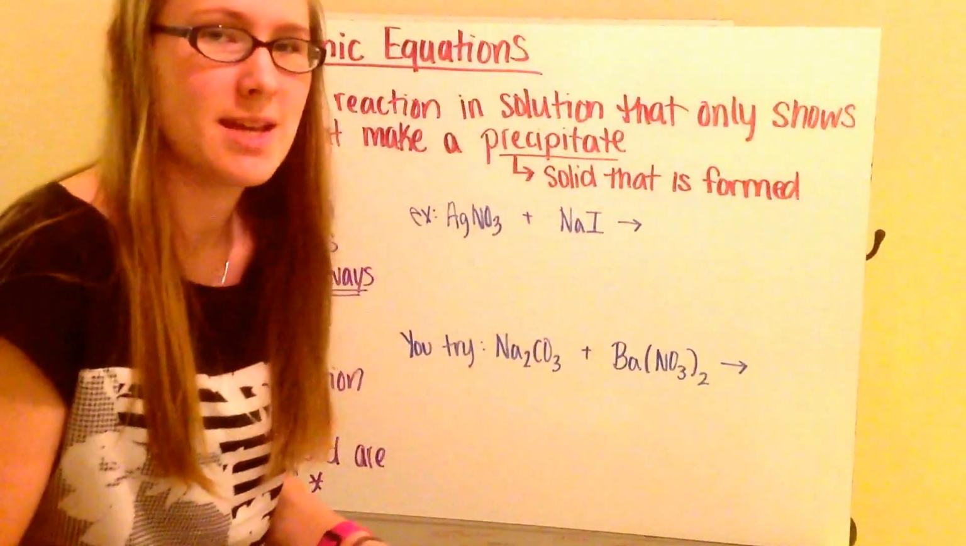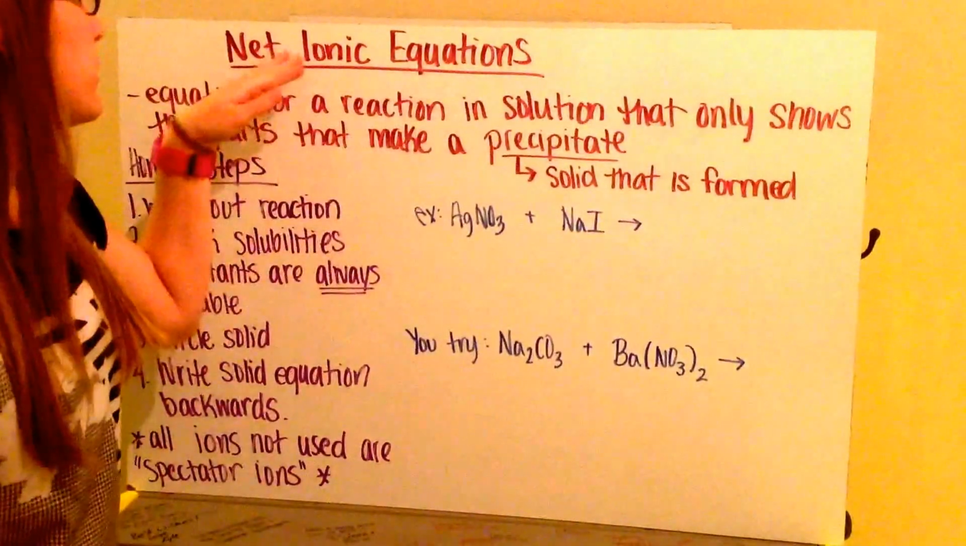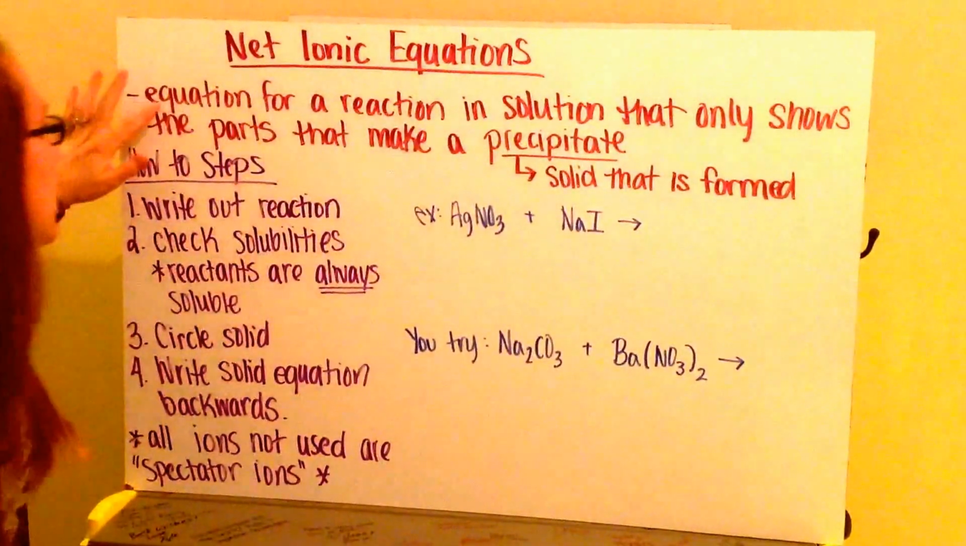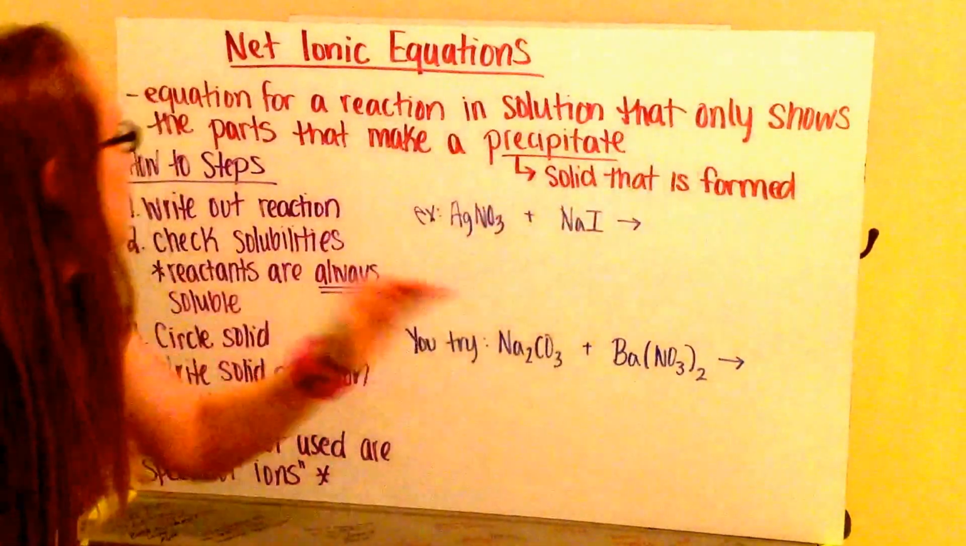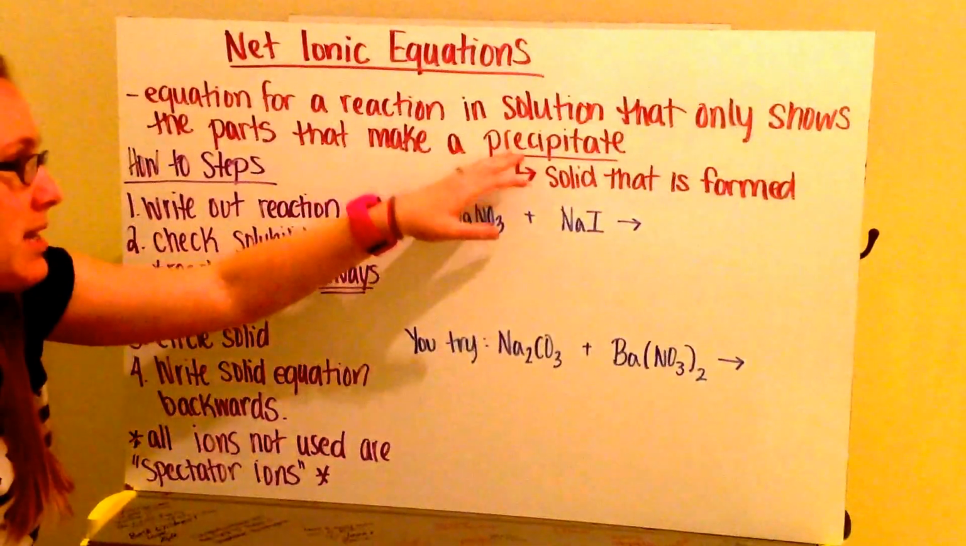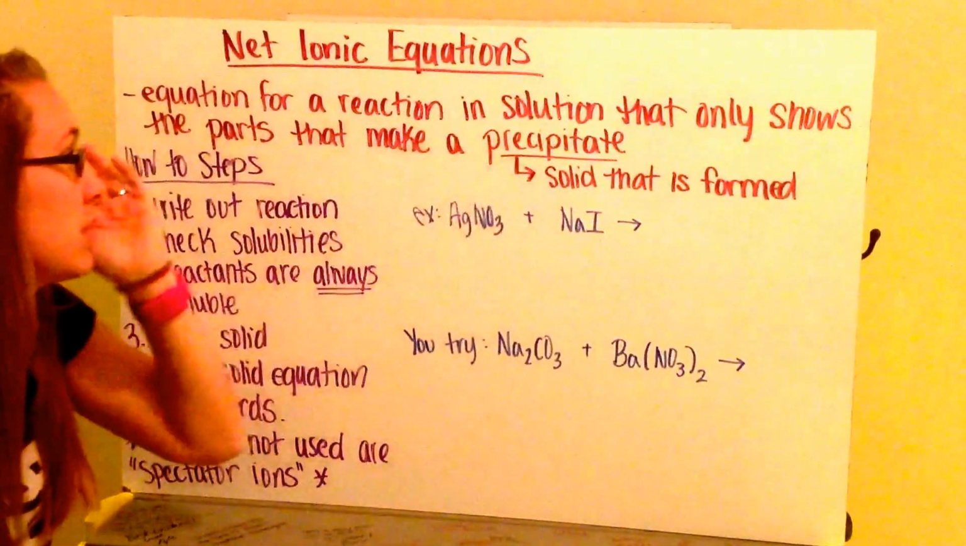This video is on net ionic reactions and net ionic equations. A net ionic equation is an equation for a reaction in solution that only shows the parts that make a precipitate. A precipitate is the solid that is formed in this reaction.